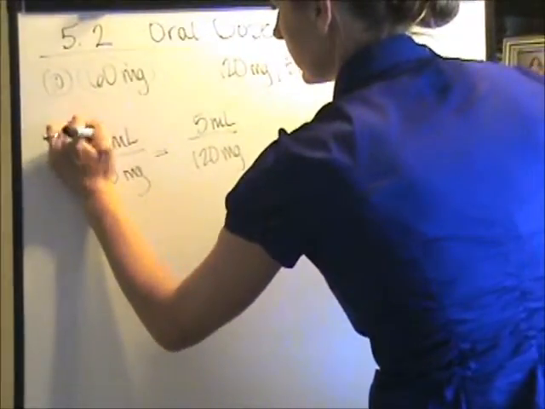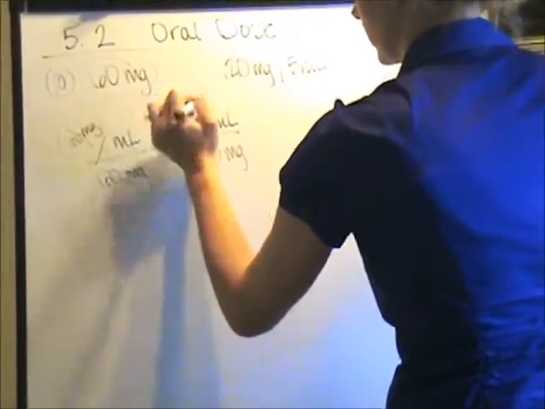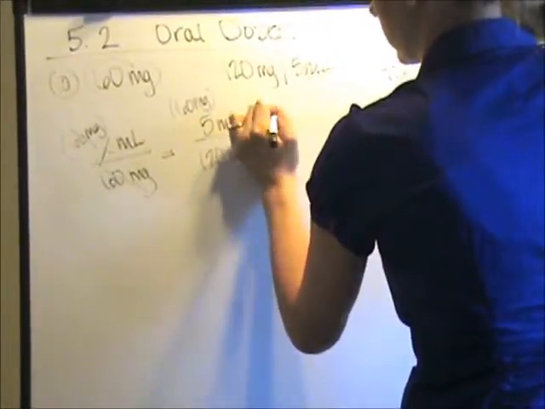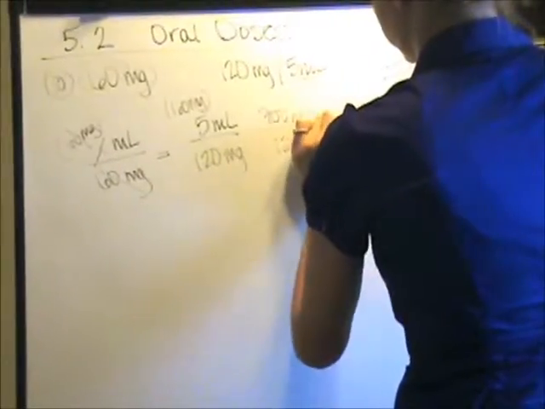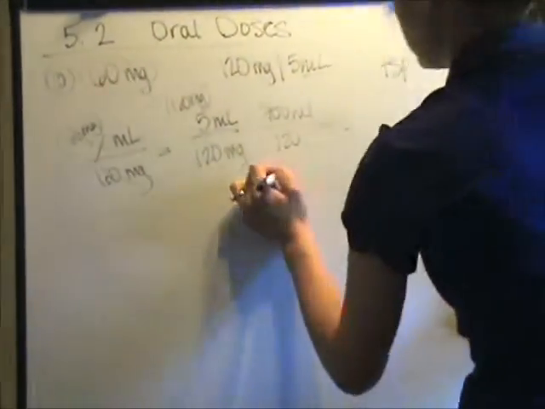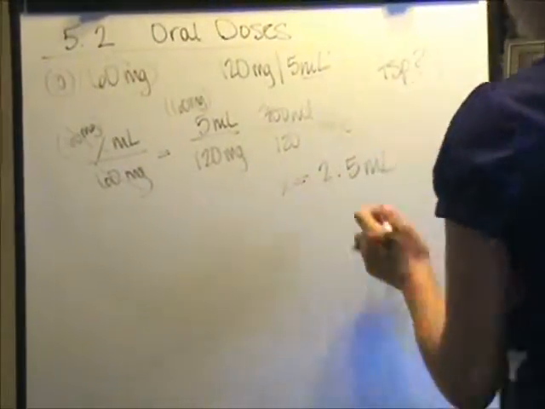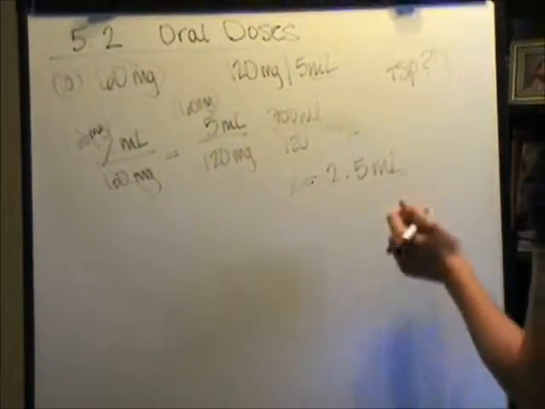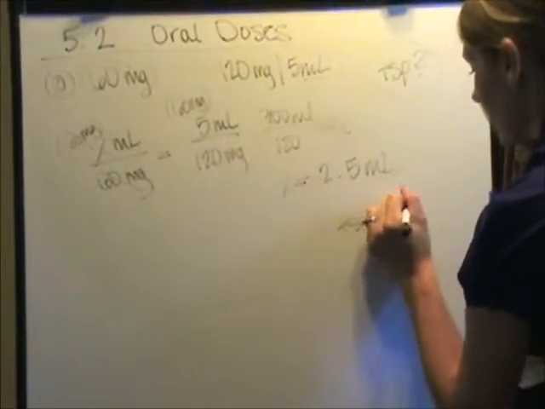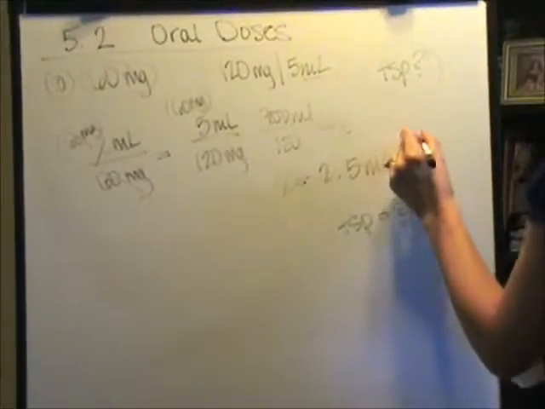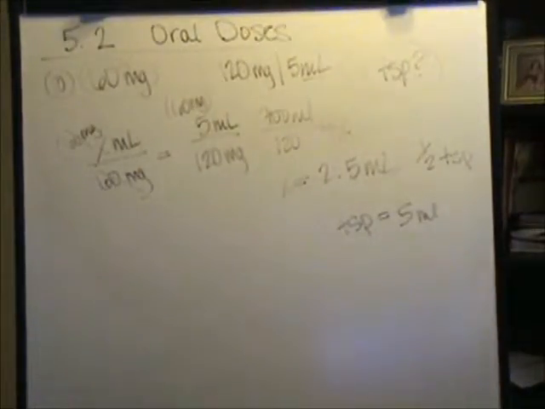60 is going to cancel out, and the milligrams are going to cancel themselves out. 60 times 5, 300 ml over 120. And X is going to equal 2.5 ml. So now that we know what it is in milliliters, we can convert that to teaspoons. We know that 1 teaspoon equals 5 mLs. So right here, we're looking at a half of a teaspoon. And that's it. That's all there is to it.